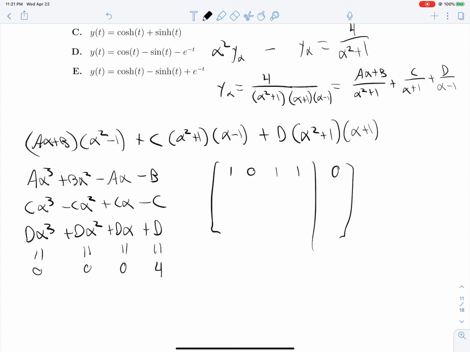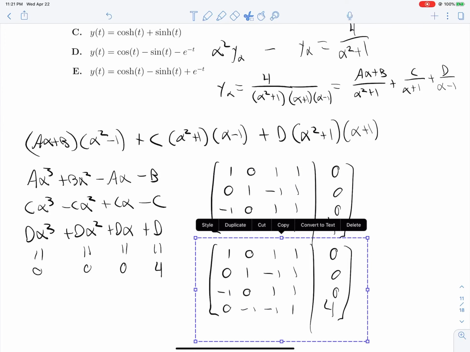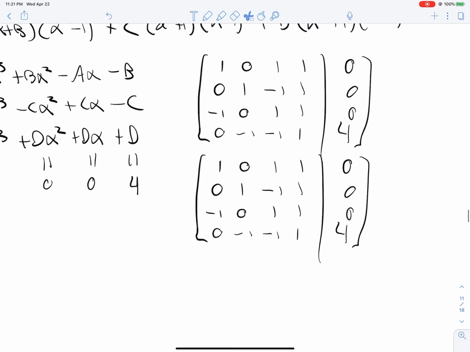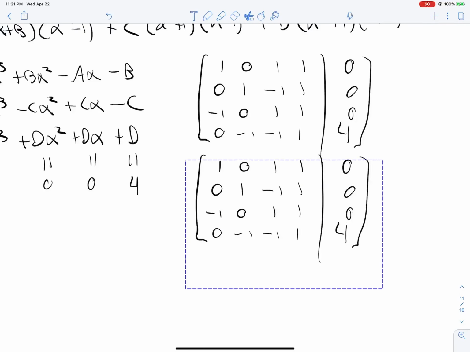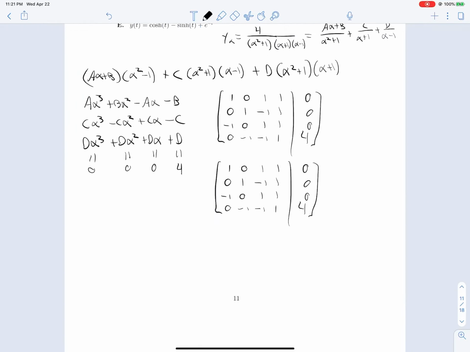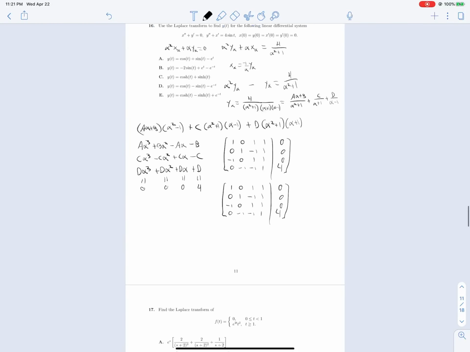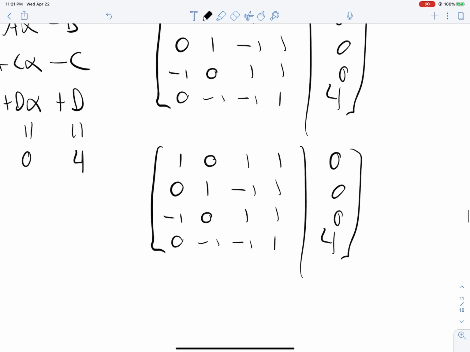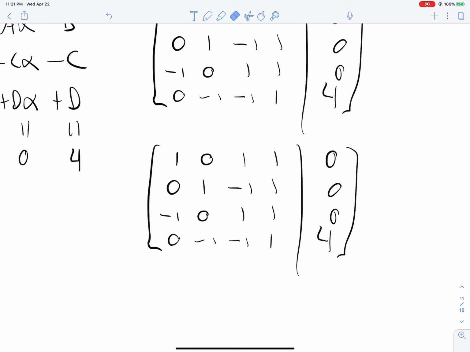Then we know that ⟨0, 1, -1⟩ · 1 is equal to 0, ⟨-1, 0, 1⟩ · 1 is equal to 0, and ⟨0, -1, 1⟩ is equal to 4. Okay, now, the first time I went through this, assuming we have the correct matrix here, I made a mistake and still ended up logicking it out and getting the right answer, but it was not pretty. So let's simplify this correctly the first time.